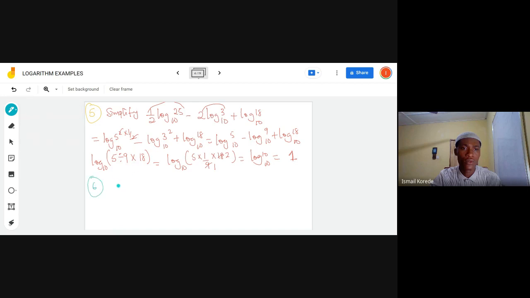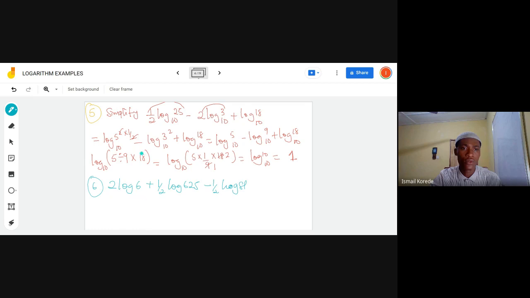I'm also asked to evaluate without using log tables. I have 2 log 6 plus 1 over 2 log 625 minus 1 over 2 log 81. Here we do not have any base. So the base is just base 10, or you can decide to pick any base that you like, but the base is base 10.